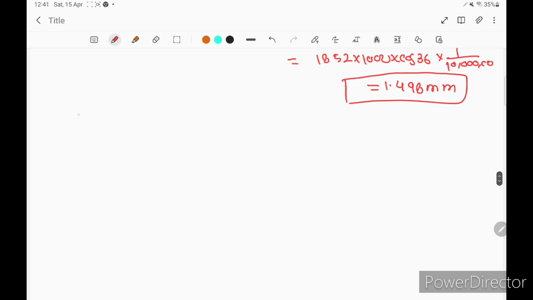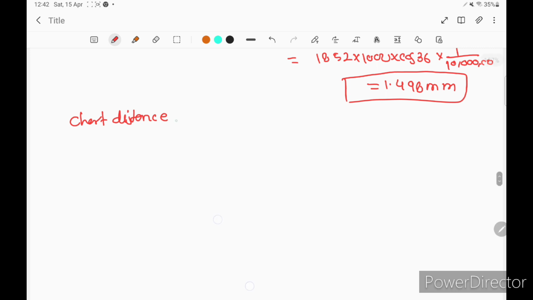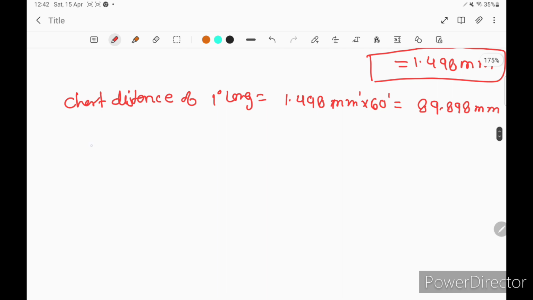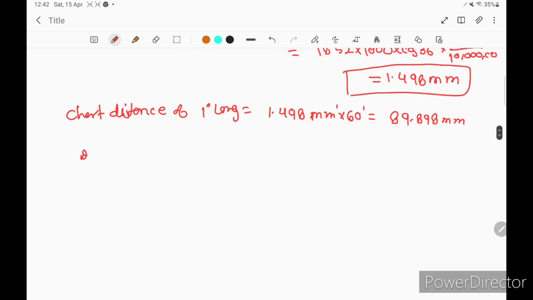Now chart distance of 1 degree longitude is equal to 1.498 mm into 60, which is 89.898 mm. Now we calculate the distance, the difference of 1 degree latitude on the chart.